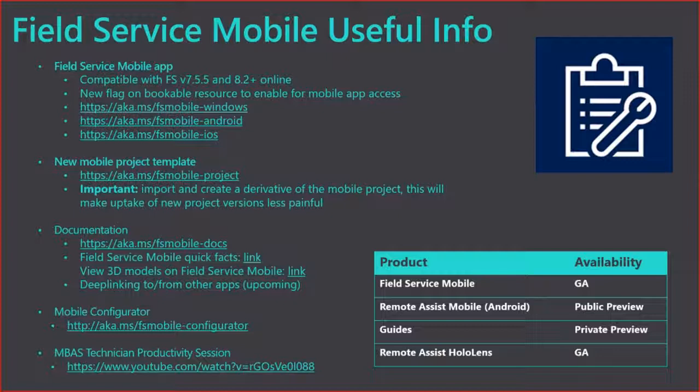There's actually some cool things you can do with that, where if you have a 3D model associated with the customer asset, you can download that within Field Service Mobile and then pull that 3D model into your actual 3D space. And then, if you have Remote Assist on HoloLens or even Guides on HoloLens, you can deep link between Field Service Mobile and those apps. So I'd say those are the cool things for Field Service Mobile and HoloLens today.